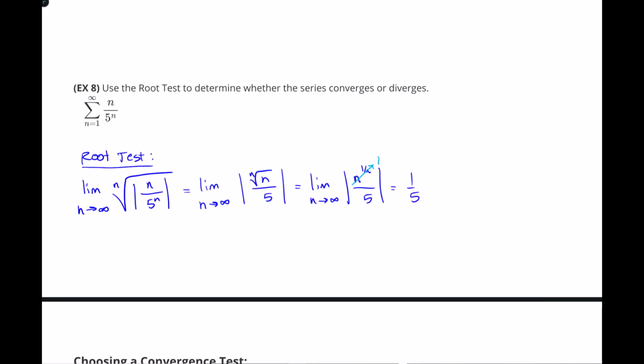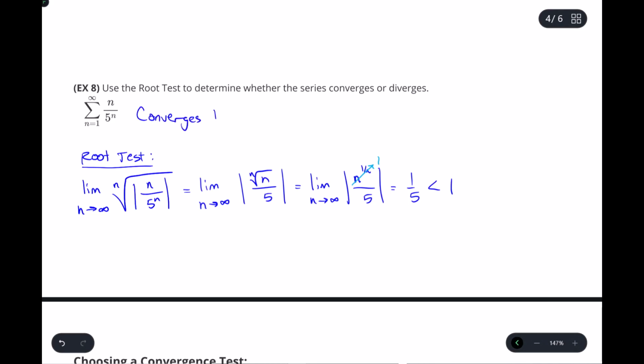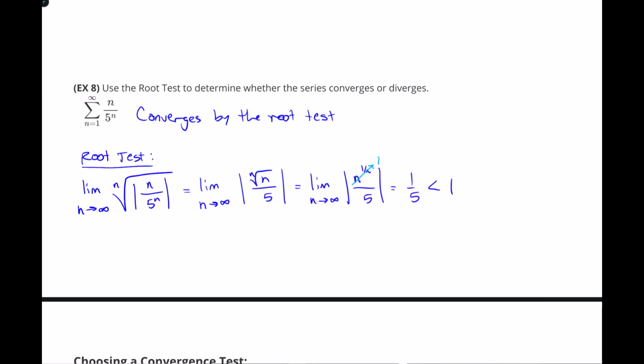And if that's going to 1/5, that is less than 1. So this series converges by the root test. So having an exponent of n generally is a good indicator that the root test might apply. There might be another test that's a better choice, but you can always give it a shot.